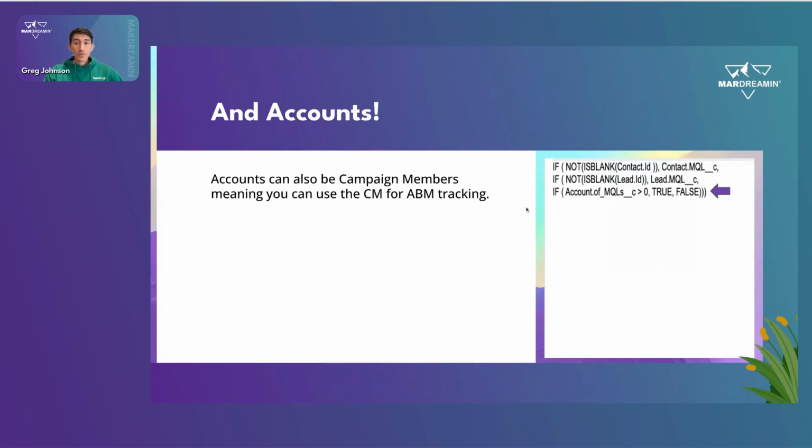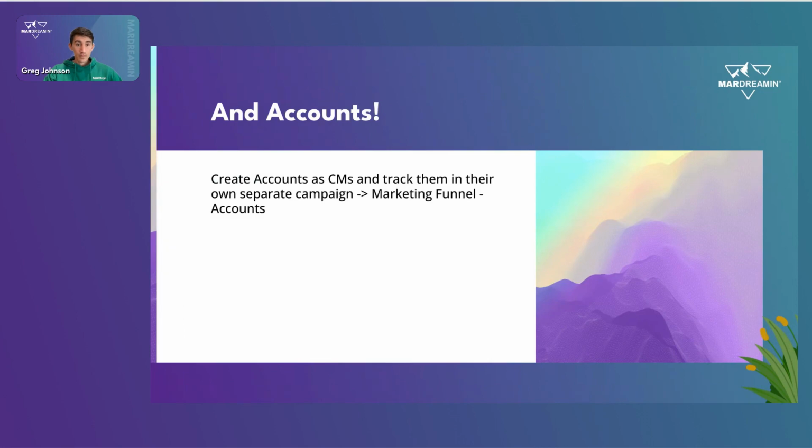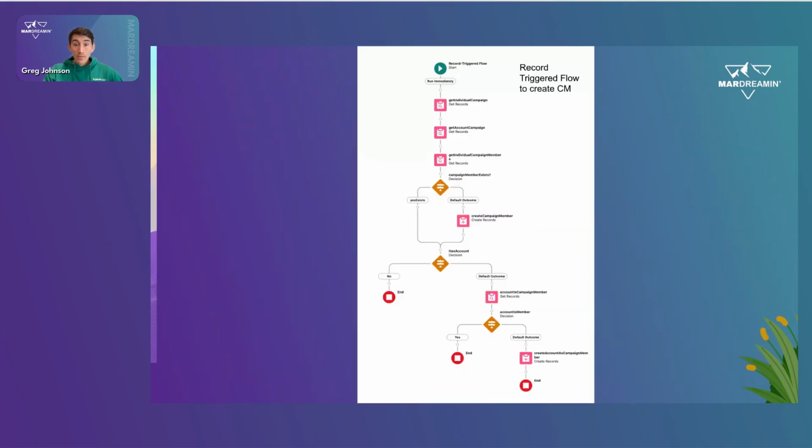And again, this is just looking at the last statement in this cascading formula field. If the contact ID is blank and the lead ID is blank, then the associated contact campaign member must be an account. So we're going to pull the information that we want from the account level. And then finally, here's the money slide. This is the record triggered flow that we are using to create campaign members in the marketing funnel individual campaign.